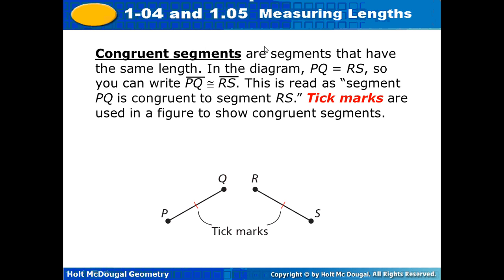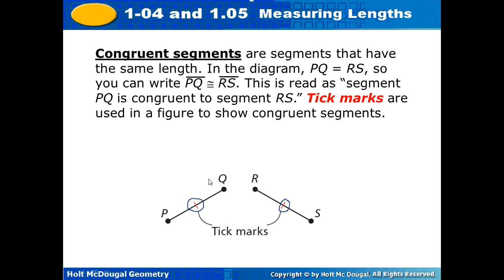All right, this starts section 1.05. It says congruent segments are segments that have the same length. In the diagram, PQ is equal to RS. So we can say that PQ is congruent to RS. We show that by using the tick marks, and the tick marks are in red. You can see them right here. The same number of tick marks found on each segment mean that they are congruent. So PQ is congruent to RS.